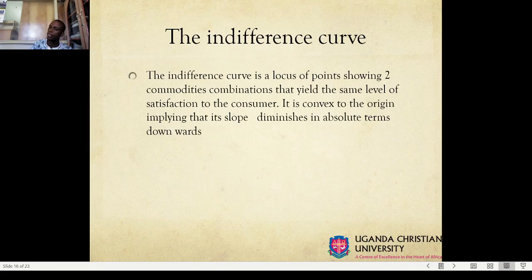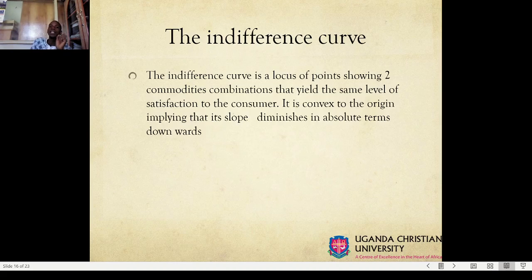Okay, and then let's talk about an indifference curve. This approach at times is called an indifference curve approach. So we may need to get a clear understanding of the indifference curve. What is an indifference curve?